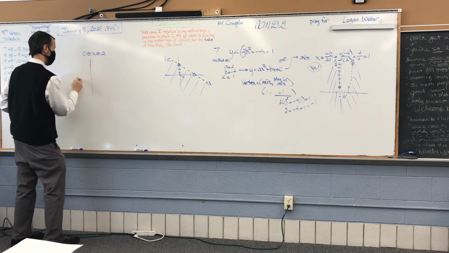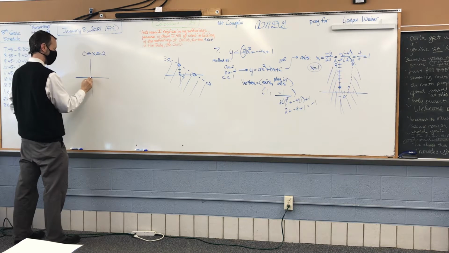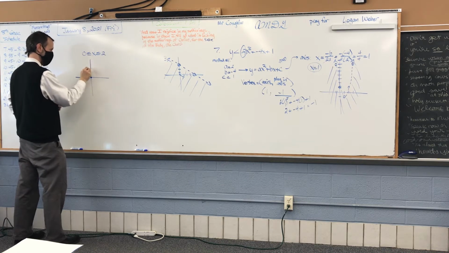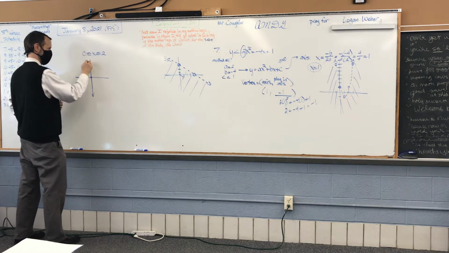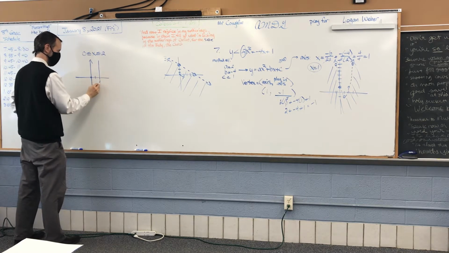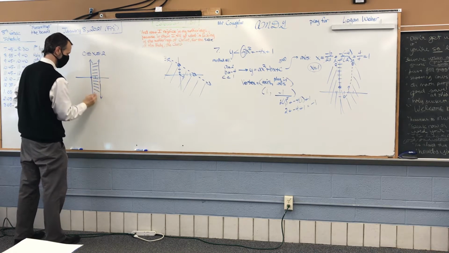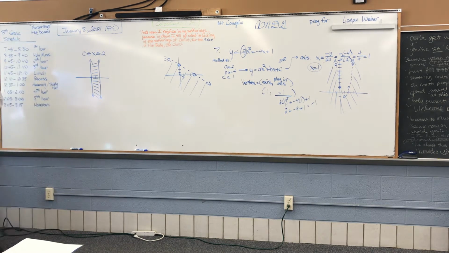On a graph, you do the exact same thing, only instead of a dot, you do an entire solid line. And then over at 2, you do another solid line. And you shade in between them. Does that make sense?